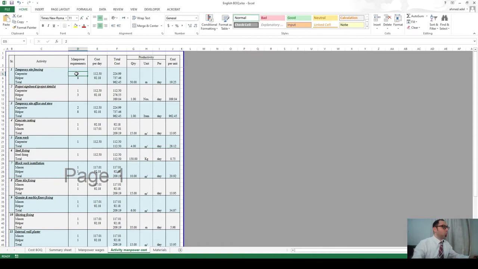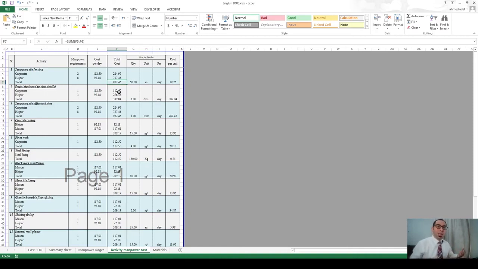So I need 2 carpenters into 112. It will be 224. And 8 laborers into 92 per day, it will be 737. So this plus this is 962. These 10 laborers will cost me as a company per day 962 or 963. Okay, this is how much they will cost me.